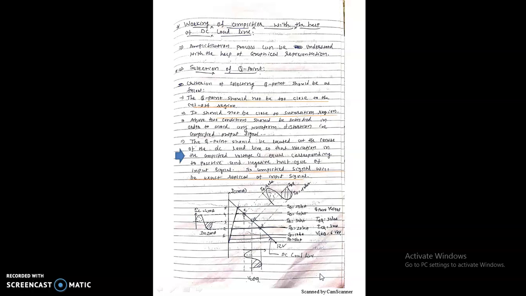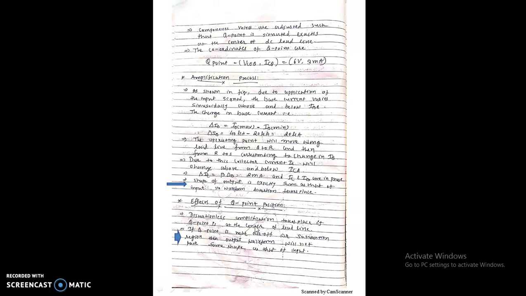The next topic is the working of the amplifier with the help of the DC load line. The Q point should not be close to cutoff. It should not be close to saturation. So the Q point should be located at the center of the DC load line, so that the variation in the amplifier voltage is equal, corresponding to the positive and negative half cycles of the input. So the amplified signal will be an exact replica of the input signal. From the figure you can see the Q point at the center. These are the coordinates of the Q point.